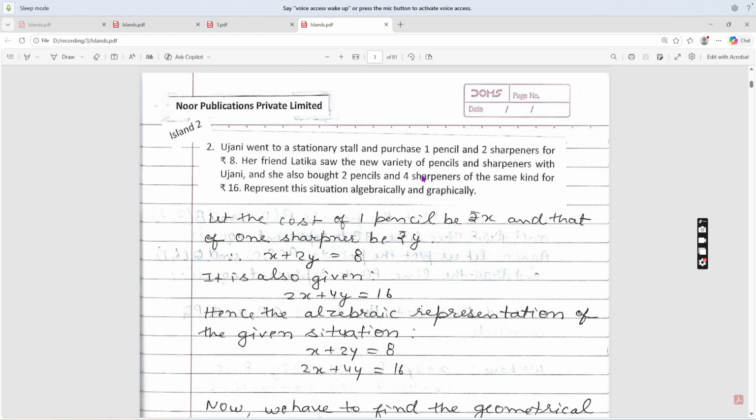Again, we can see there are two variables. One is pencil, one is sharpener. And there are two relationships between the total cost of pencils and sharpeners. How?